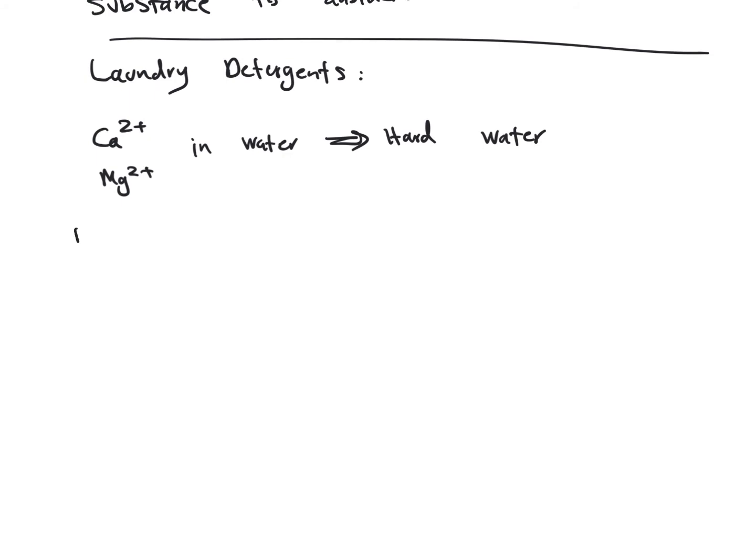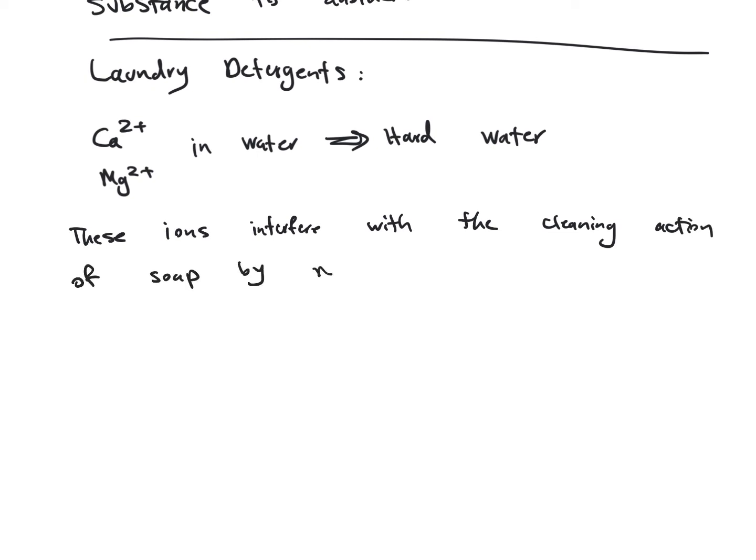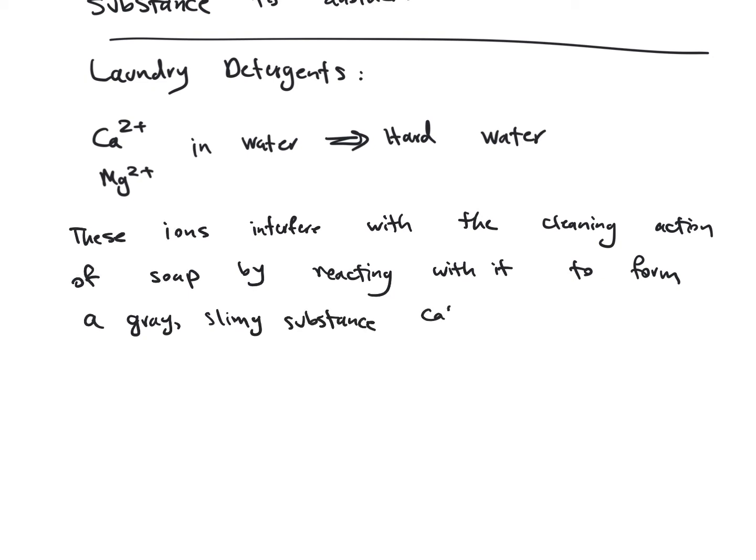So basically I'm just going to write this. These ions interfere with the cleaning action of soap by reacting with it to form a gray slimy substance called curd or soap scum.